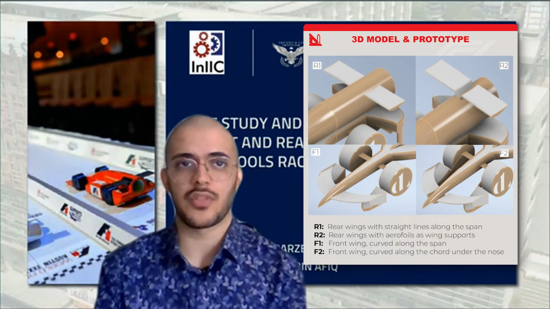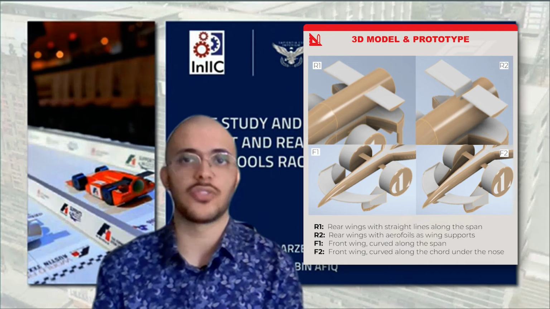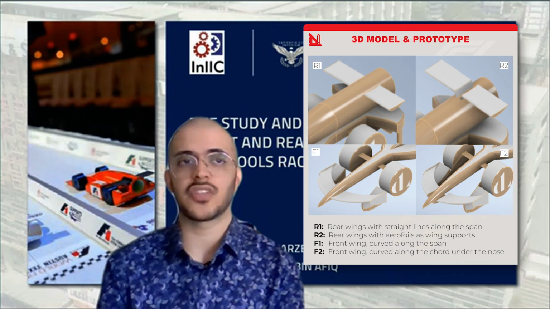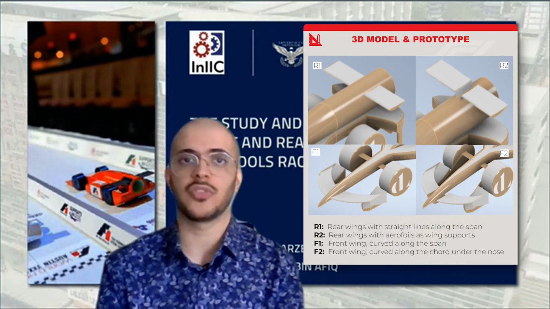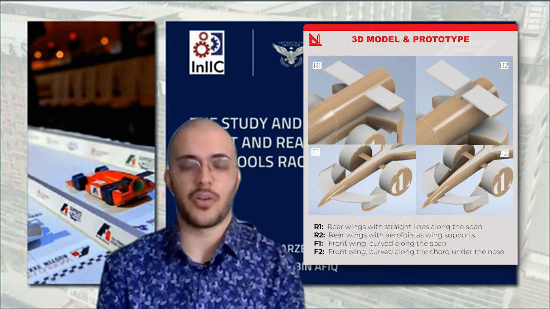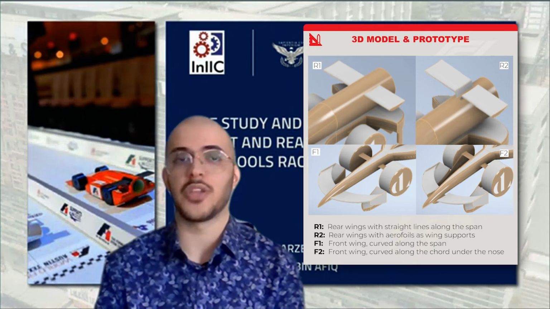F2 was designed with a curved part along the chord under the nose of the car. This curved section under the nose is responsible for increasing downforce while the drag force has a minimal increment.